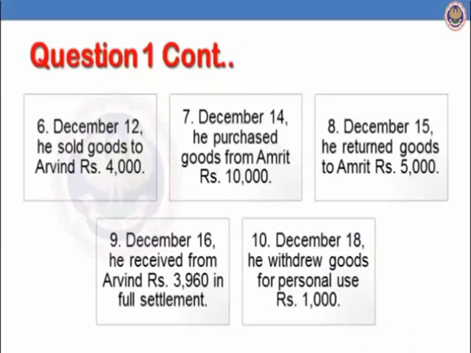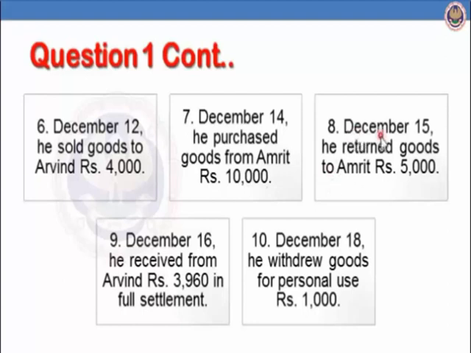Let us see the other transaction. 6th. On December 12th, he sold goods to Arvind, 4,000. On December 14th, he purchased goods from Amrit, rupees 10,000. On December 15th, he returned goods to Amrit. You can see. On December 14th, he purchased goods from Amrit, rupees 10,000. So goods are purchased from Amrit. It is a credit purchase worth rupees 10,000.